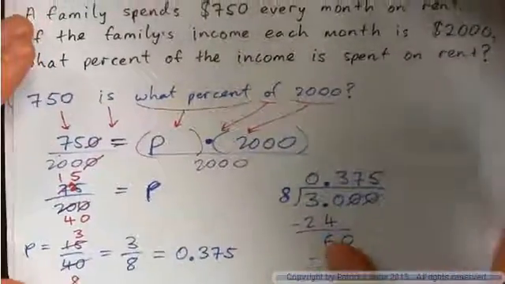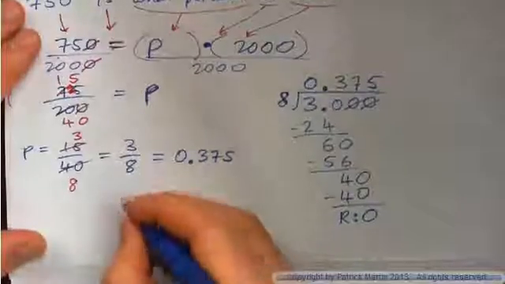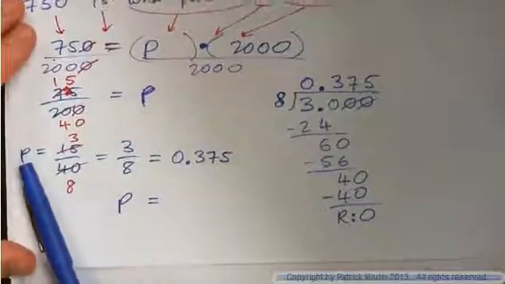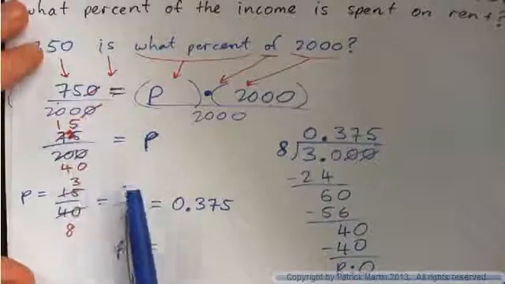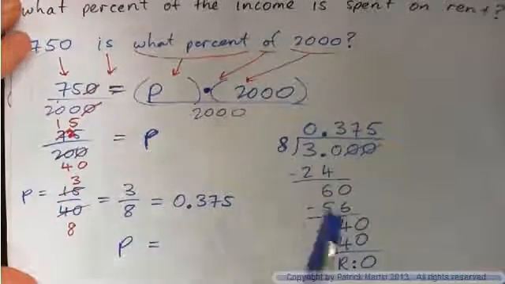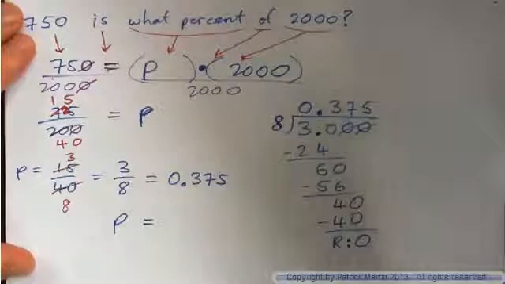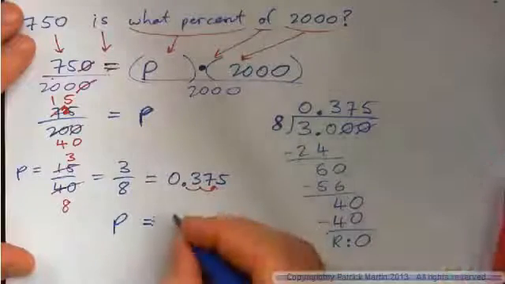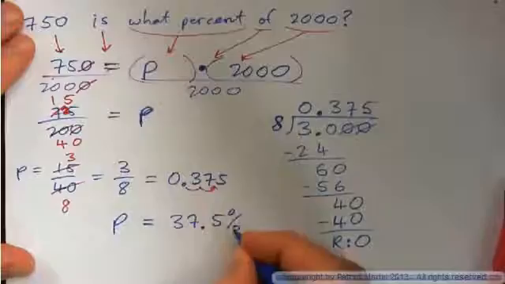So the rent is 0.375 of the income, and we have to turn that into a percentage. How do you turn a decimal into a percentage? So we have the percent: it's 750 over 2,000, which became 3/8, which became 0.375. Now we have to turn that decimal into a percent. How do you do that? Just move the decimal point two spaces to the right. 37.5 per 100, right?